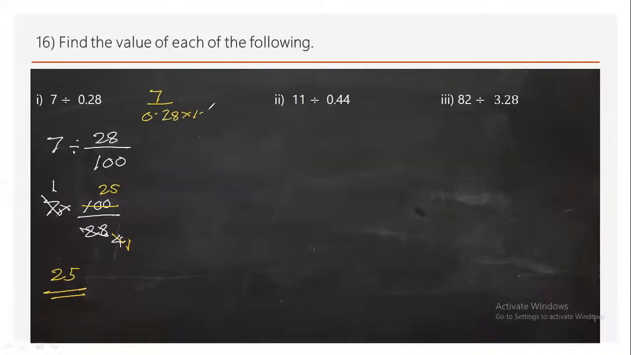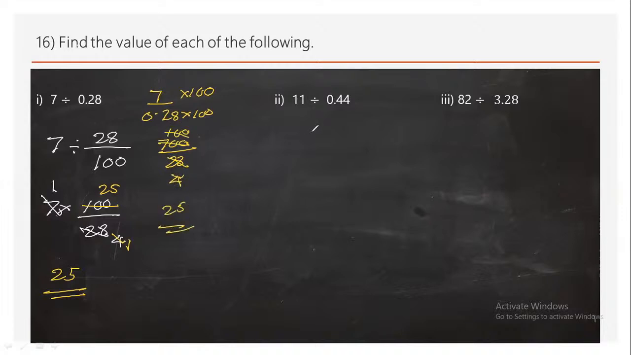This is by 100. This is also by 100. 700 over 28. 700. How many 28's are there? How many 7's here? 4. How many 7's here?